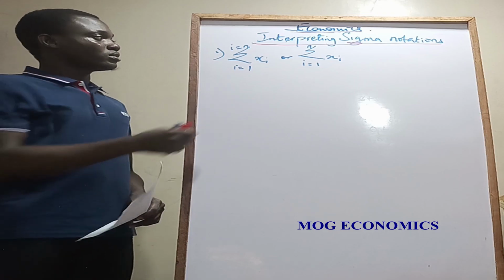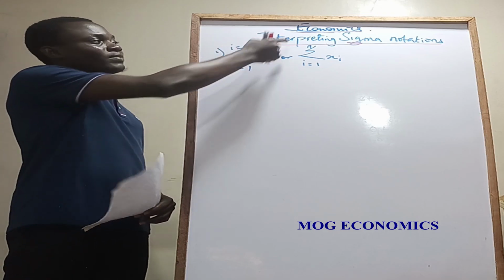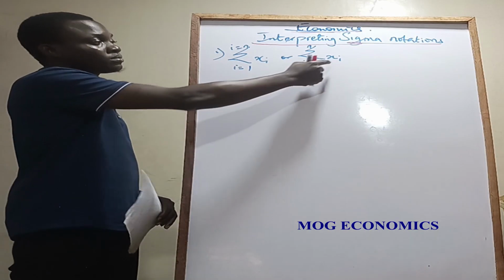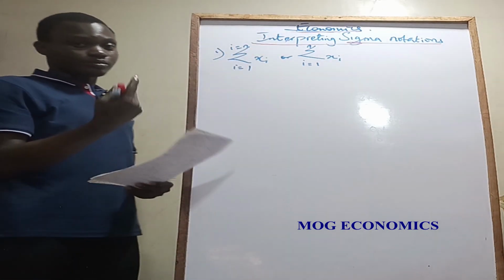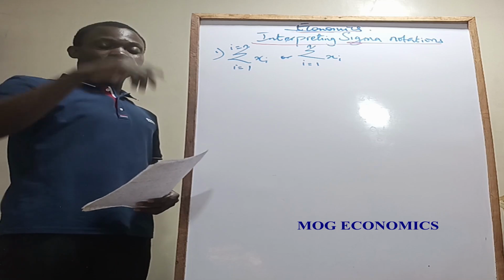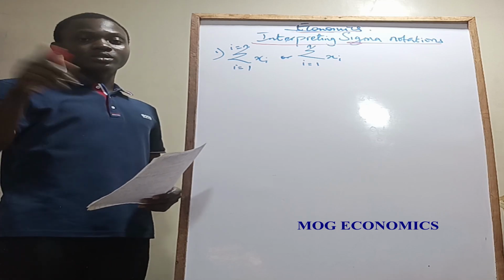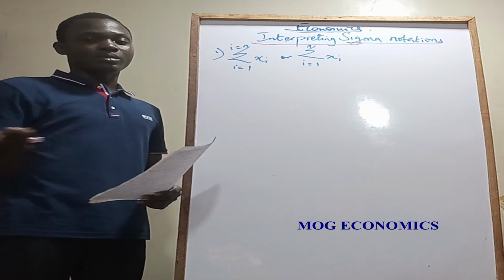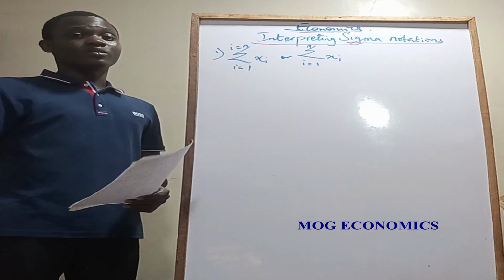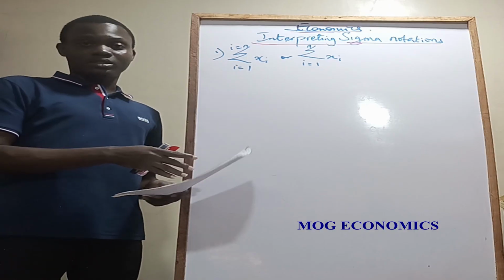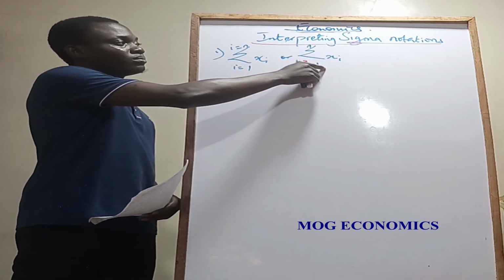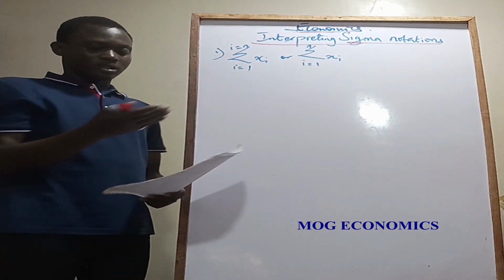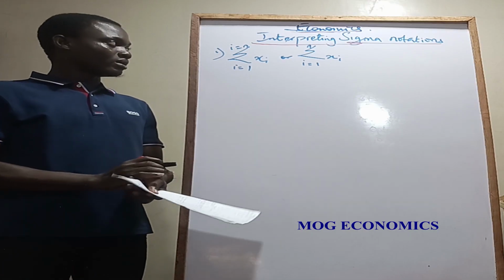In some other books, you just have n on top. So it's just saying summation of the values of x. Remember that we've done that when I showed you values of x. x1 is 3, x2 is 5, and so on. So the respective values of x from the first term to the last term.